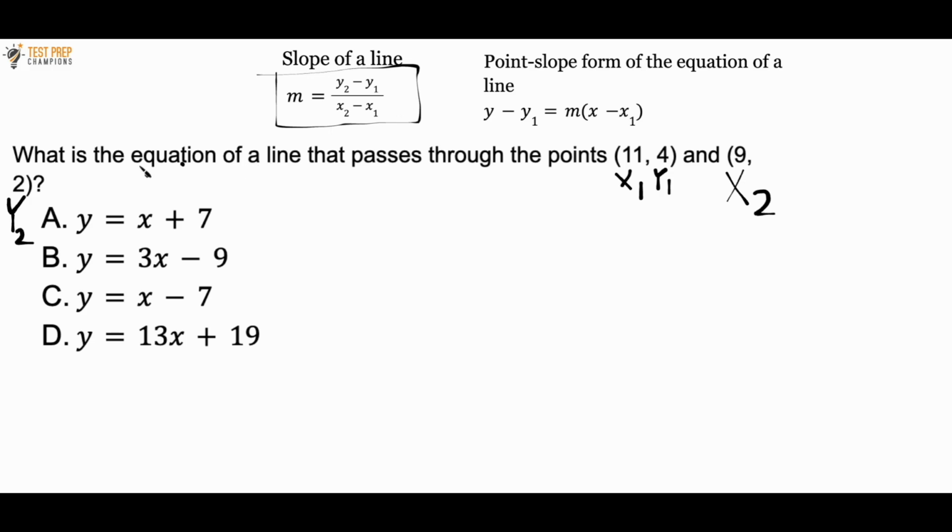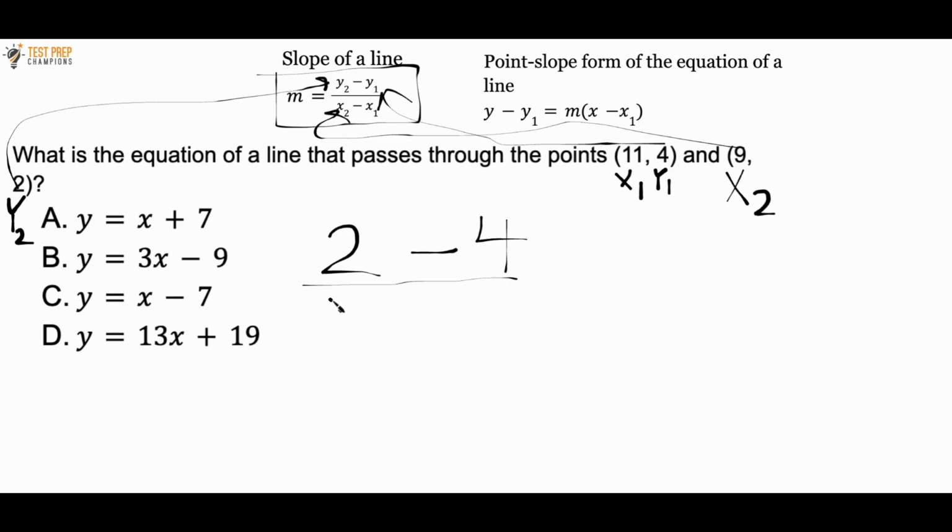So what's my y2? My y2 is just this 2, so I'm going to plug 2 in for y2. Now what about y1? My y1 is this 4. So y2 minus y1 is 2 minus 4. Now I want to fill in the bottom here. What's my x2? 9 is my x2, so I'm going to put 9 into the formula for x2. And lastly, we have our x1, which is 11, so I'm going to plug 11 in for x1.